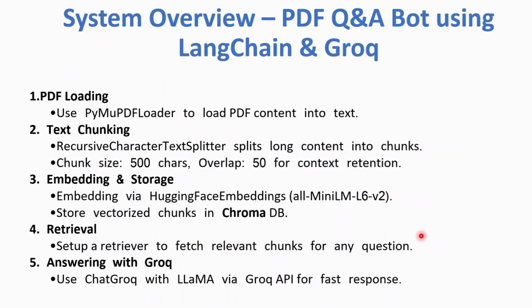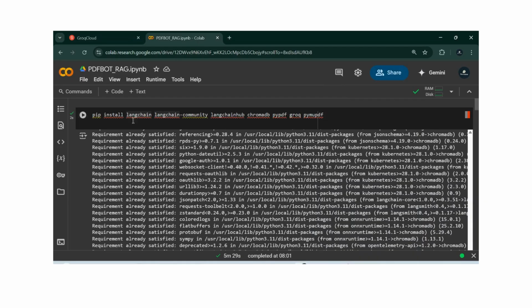Then we use a Retriever to match the query given by the user and retrieve the relevant documents. Once that is retrieved, we pass the query and the retrieved sentences to the Llama through the Groq API. So this is the overall flow of the code. So now we will get into the code.